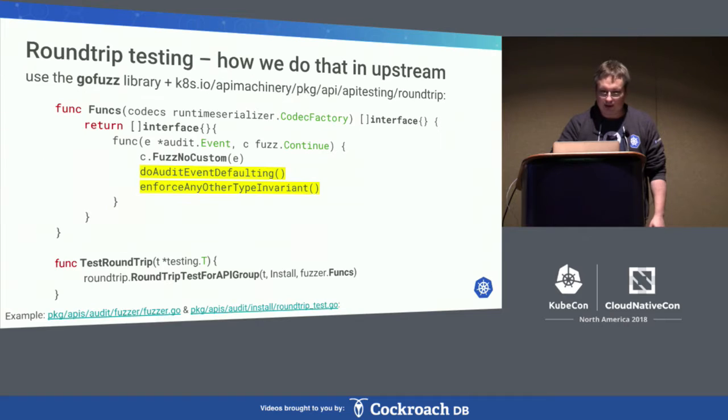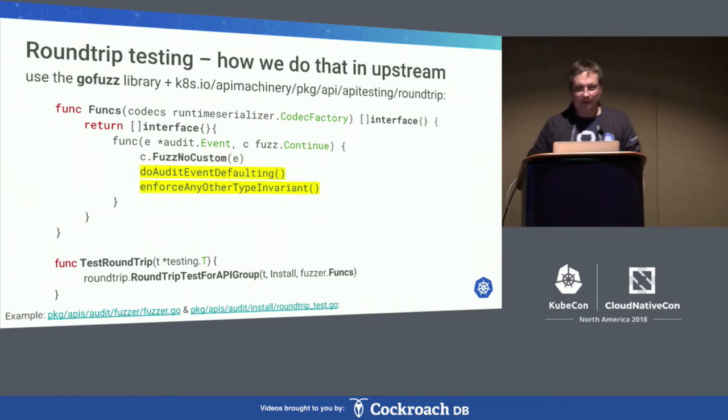I just wanted to show, before you start doing that, we have patterns for that. So you find a lot of examples of round-trip tests in the code. They more or less look like that. We use a library called GoFuzz, which gives you randomization of structs and references and slices and everything. Often it's not enough, so there is this fuzz no custom, so no custom calls here.